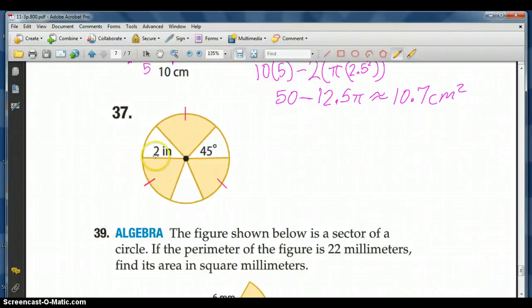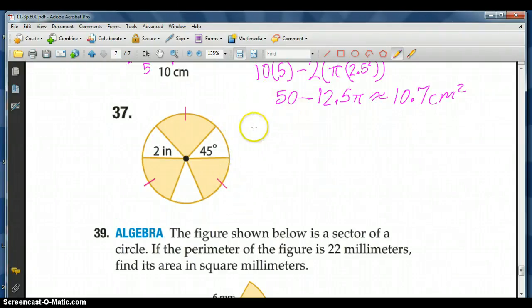Section 11.3, number 37, we want to find the area of the shaded region. So here, here, and here. Another way to think of this problem would be to find the area of the entire circle and then subtract the non-shaded regions from it. And that's what I'm going to do.